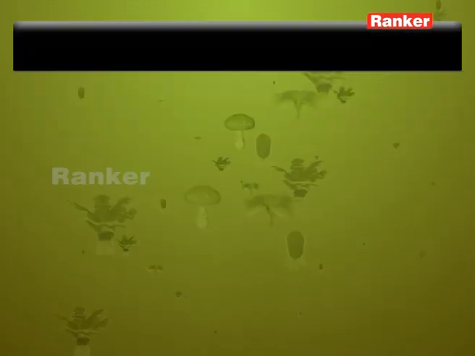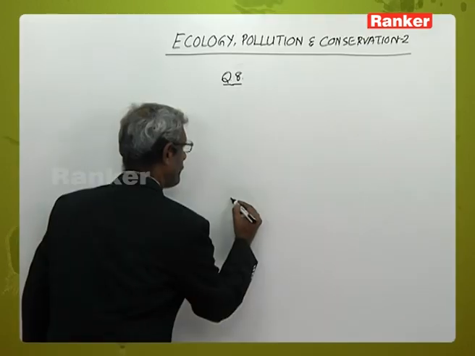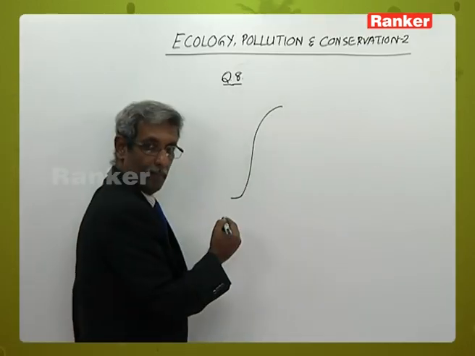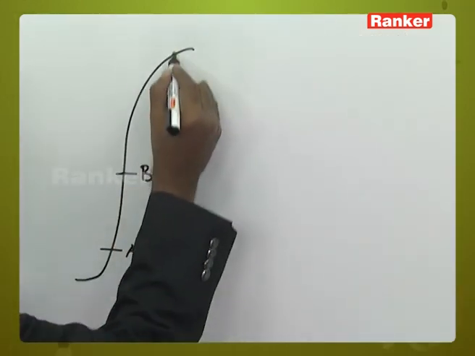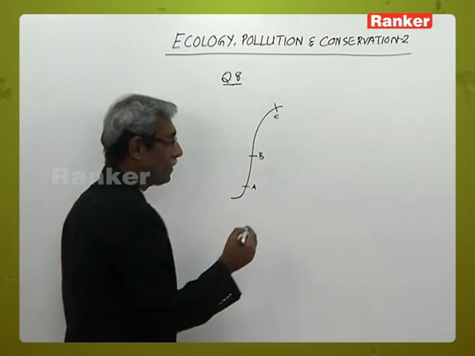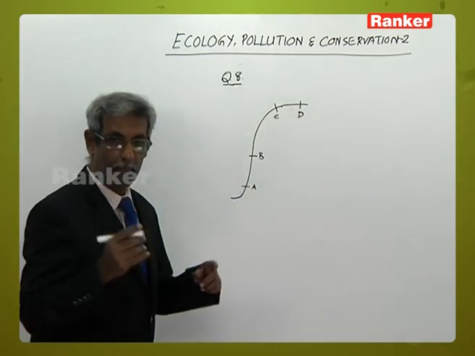Number 8. In the sigmoid growth curve given, the alphabets beside the curve indicate the correct sequence of events. Choose the correct option when the alphabet specifies the event. We have a growth versus time graph, and we have points as A, B, C and D. Now kindly look at the options.